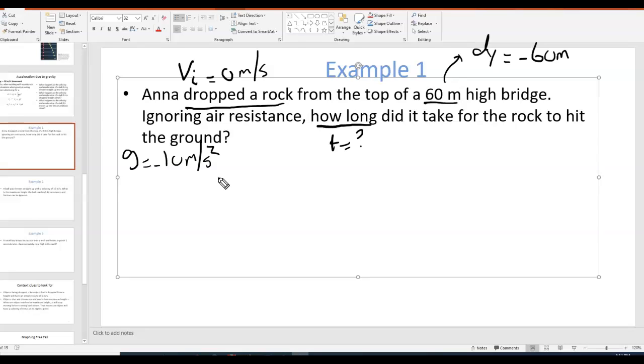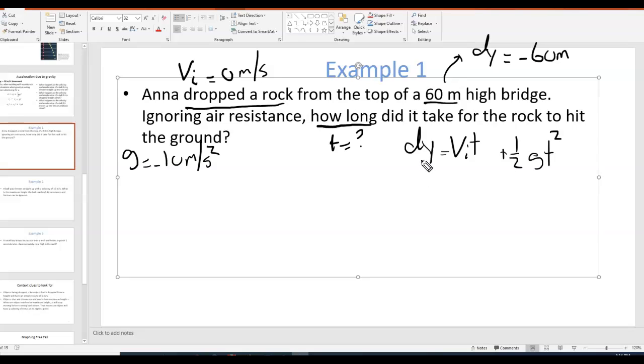Now, how do I know which of my 3 equations to use? Well, I only have one equation that has these exact 4 things. So I want the equation that has g, vi, d, and t in it. And that equation is the one that looks like this: dy equals vi times t plus 1/2 gt squared. Okay, the equations were on the last slide of the PowerPoint, so go back and look at the equations if you need to. Okay, so once I have my equation, I'm going to plug in and solve just like I've done before.